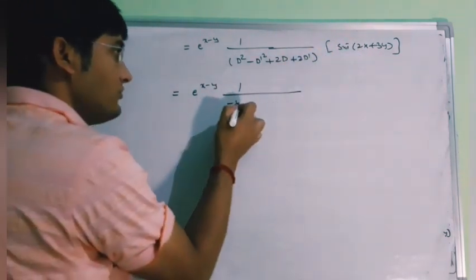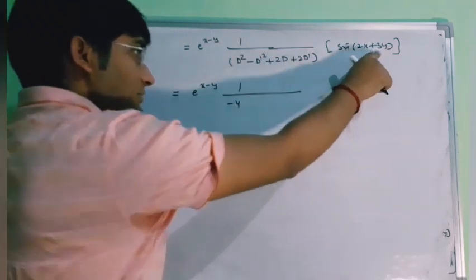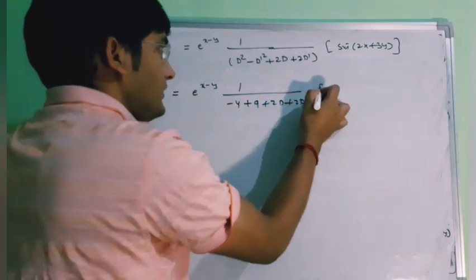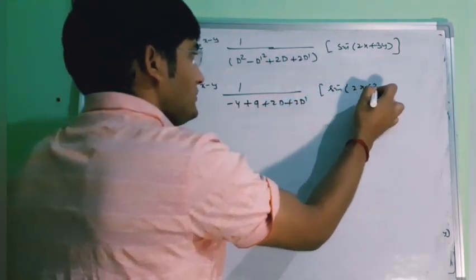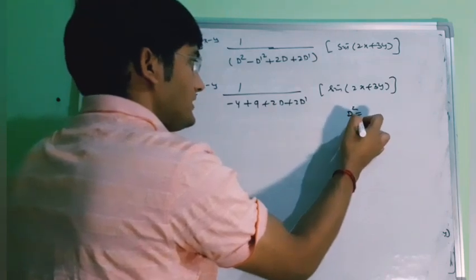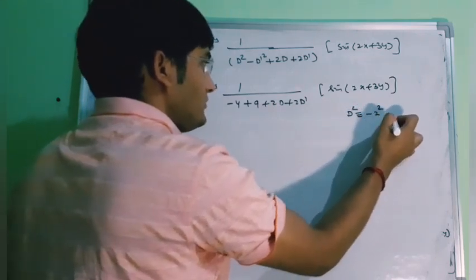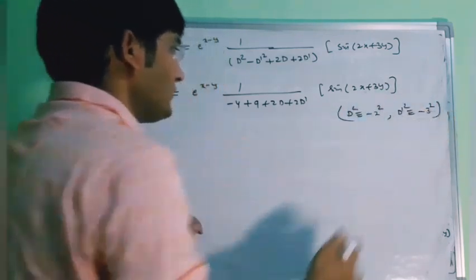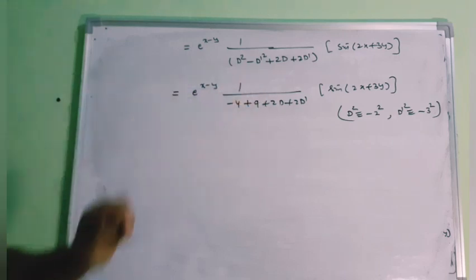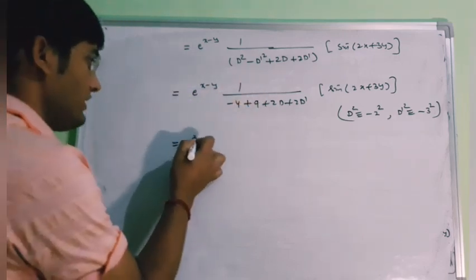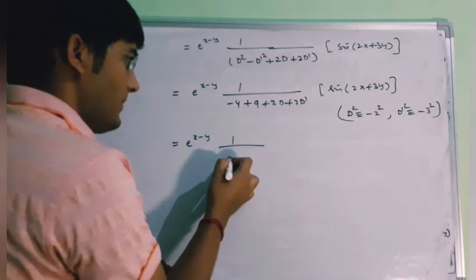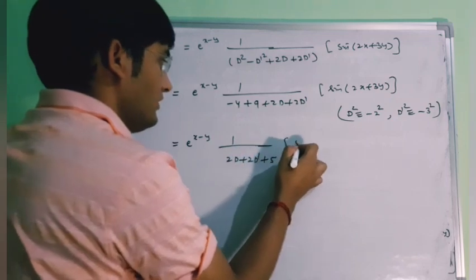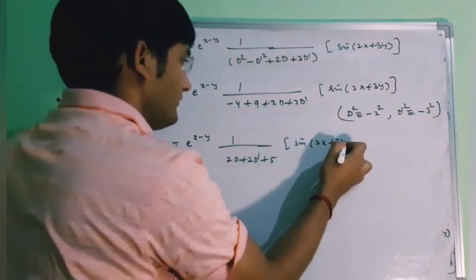So minus a squared will be minus 4, and D dash squared by minus b squared. So this will be your minus, minus plus 9, then 2D plus 2D dash, and in the bracket we have sin(2x plus 3y). Here we have replaced our D squared by minus a squared, so this is your minus 4, and D dash squared by minus b squared, so this is your minus 9. So the first term is minus 4 and the second term is plus 9. So this is equal to e to power x minus y. Then we will have 2D plus 2D dash, and this will be plus 5. Then in the bracket we have sin(2x plus 3y).